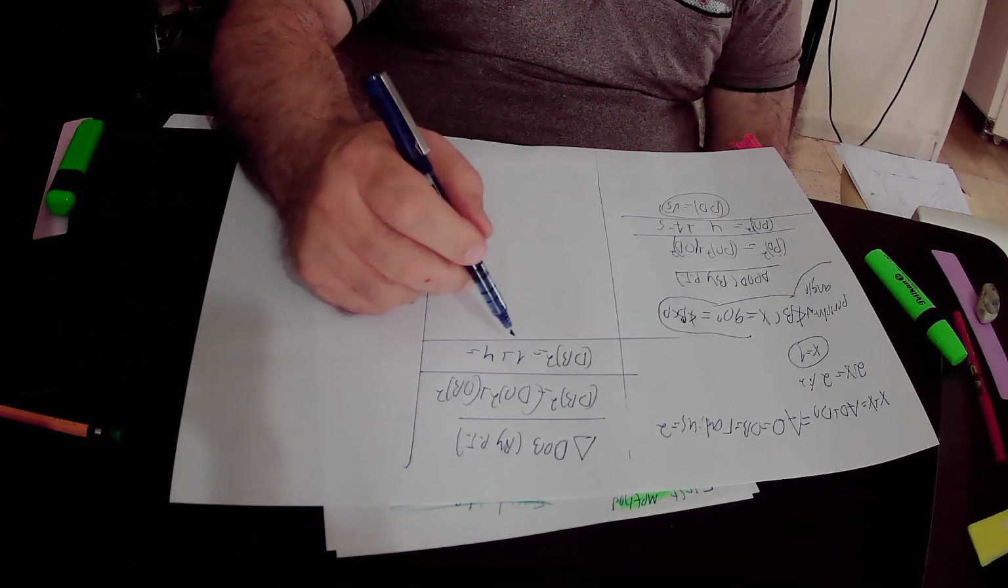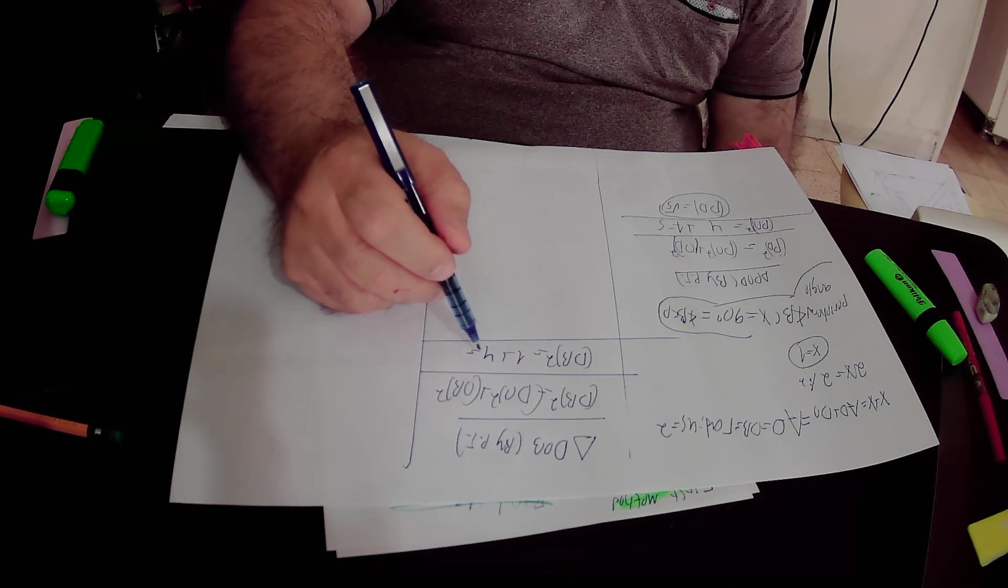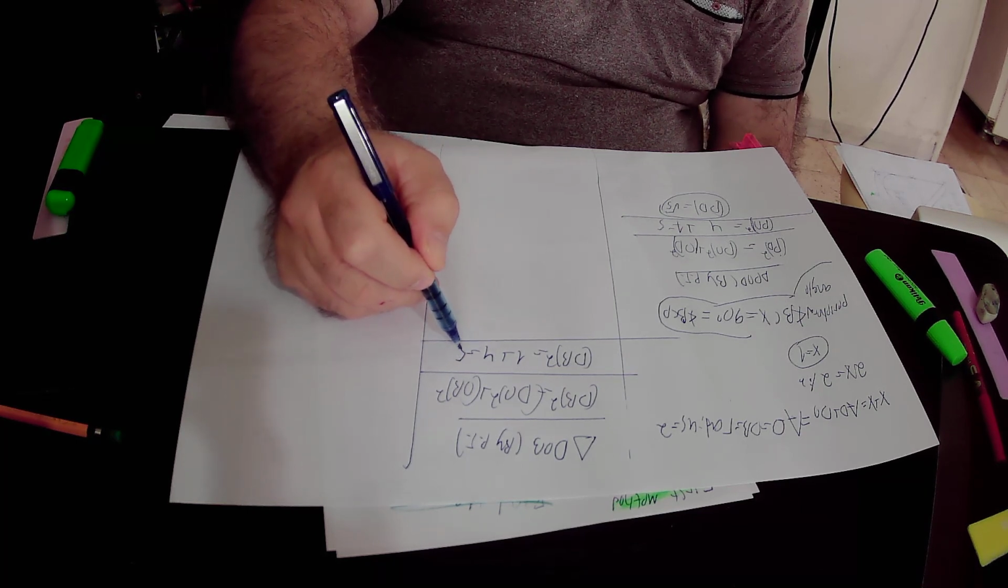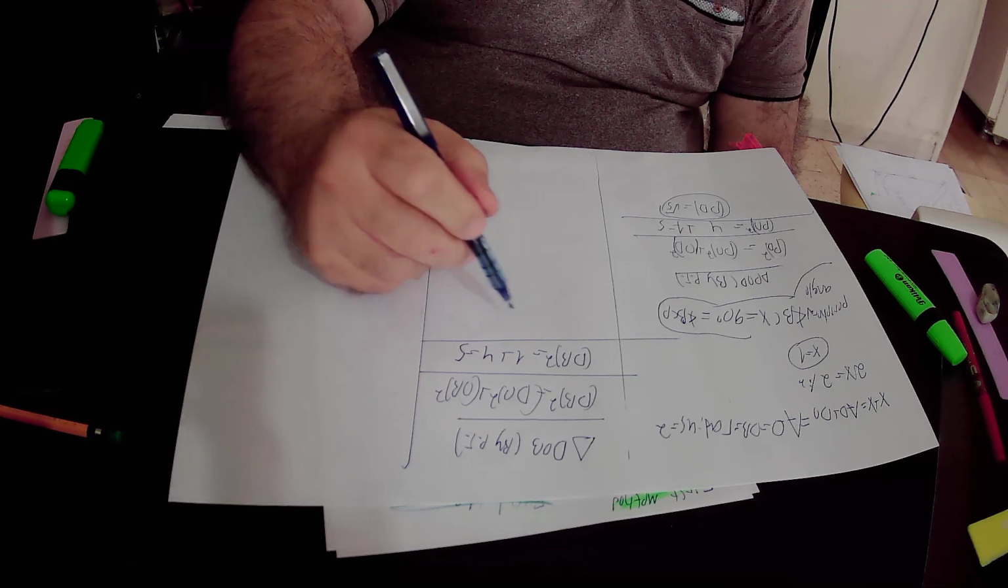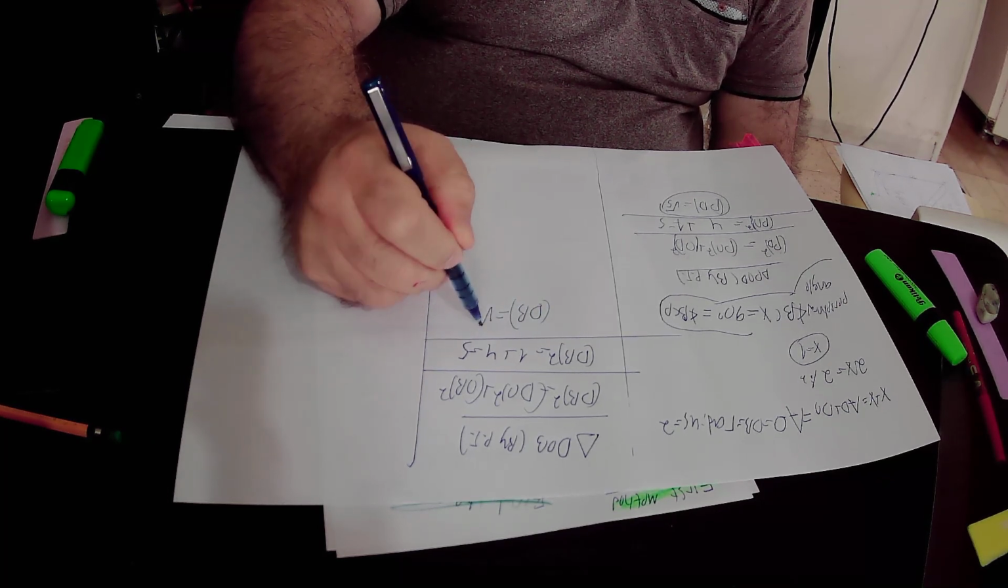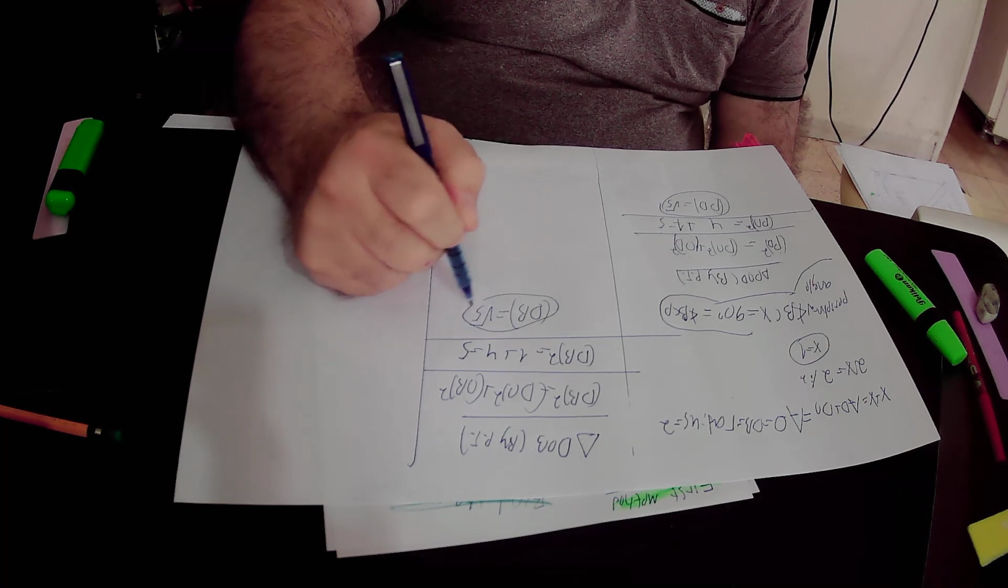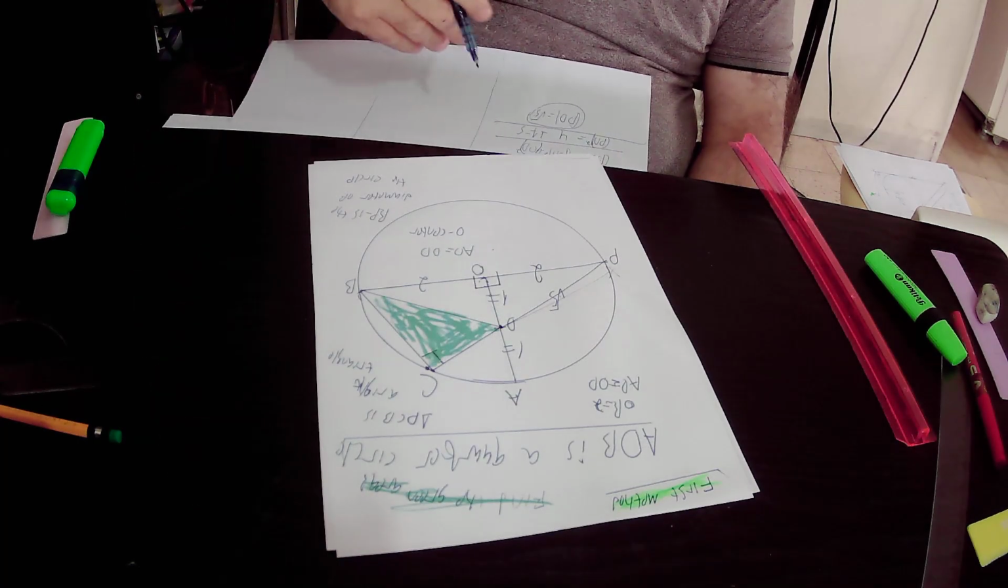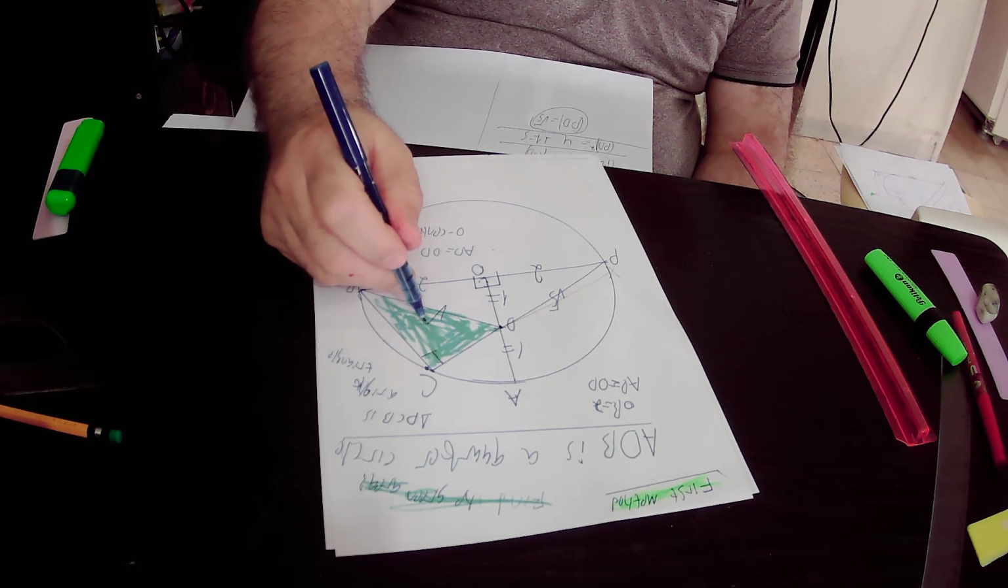So, in conclusion, we found that DB square equals 1 plus 4, that is 5. Here we take the square root of this equation and we get that DB equals the square root of 5 units. So we can write down here that DB equals the square root of 5 units.